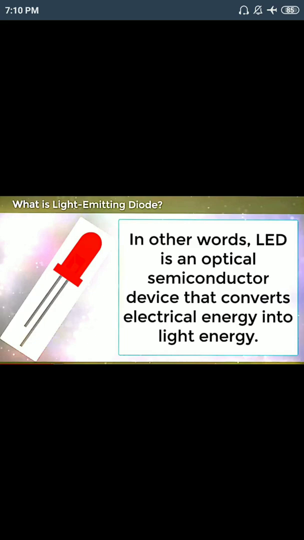The long leg is connected with the battery positive, and the short leg is the negative terminal, so it will be connected with the battery negative terminal. This optical semiconductor device converts electrical energy into light energy. We get light from this semiconductor device. That's why we can say that we apply forward bias voltage, and as an output we get light energy.